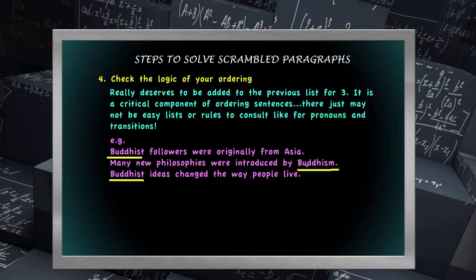How about pronouns and antecedents? Well, there's no clear pronoun or antecedent used in these sentences, so that tool doesn't really help me. How about transition words? Well, once again, there's no clear, obvious transition word that helps here. However, if you read this, it probably still is not difficult for you to order it correctly. Most students will look at this and say the follow-on to "many new philosophies were introduced by Buddhism" is "Buddhist ideas changed the way people live," and not "Buddhist followers were originally from Asia." That might come before or somewhere after in the paragraph.